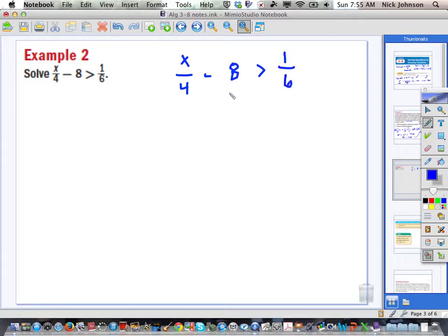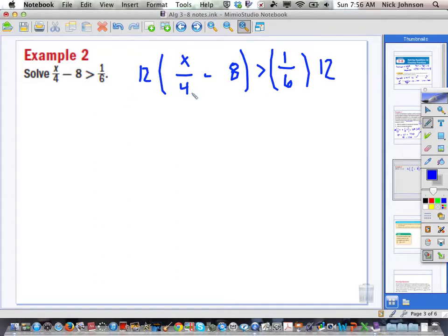So, I have fractions here, 4 and 6. So I need a common multiple of 4 and 6. Well, 4, 8, 12, and 6, 12. So a common multiple of 4 and 6 is 12. So I'm going to multiply each side by 12. Remember, you have to do it to every single thing, not just one thing or the other.